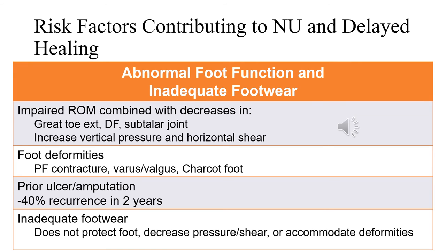With impaired range of motion, we often see great toe extension, dorsiflexion, and subtalar joint mobility are reduced. When that happens, we see increased vertical pressure and horizontal shear on the bottom of the foot, and that's what tears the layers apart and develops the ulcers. With foot deformities, we often see a plantar flexion contracture. We may see some changes in varus or valgus. And then the patient may develop what we call Charcot foot, where we can actually see significant changes and fracturing that results in the bottom of the foot presenting like a rocking chair.